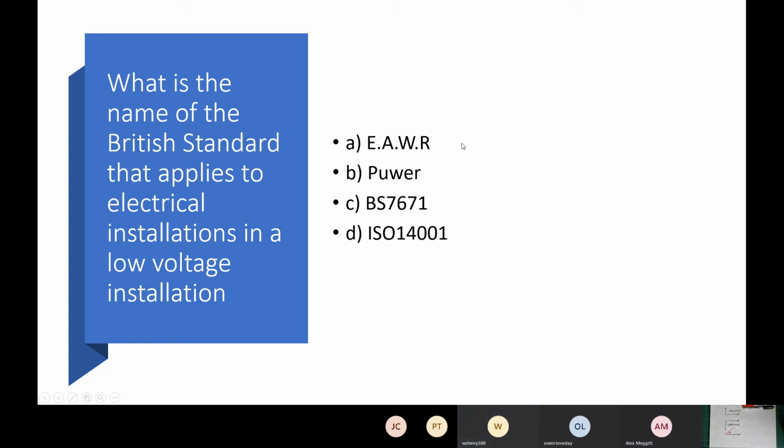So, here are your options. Is it the EAWR? No. PUWER? No. ISO 14001, or BS 7671? Now, an easy way for you to remember this one, Owen, if you get this question: the question says British Standard. All British standards are prefixed by the letters BS. BS stands for British Standard. It stands for something else as well, but we'll not go into that just now. So if you've got an option where one of them says BS, that means British Standard.